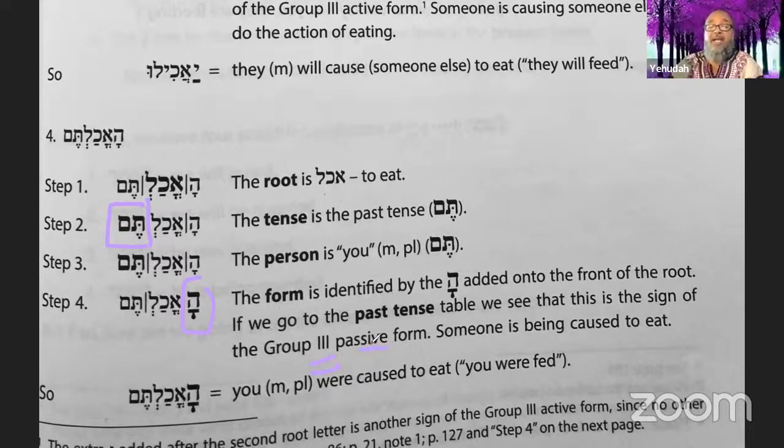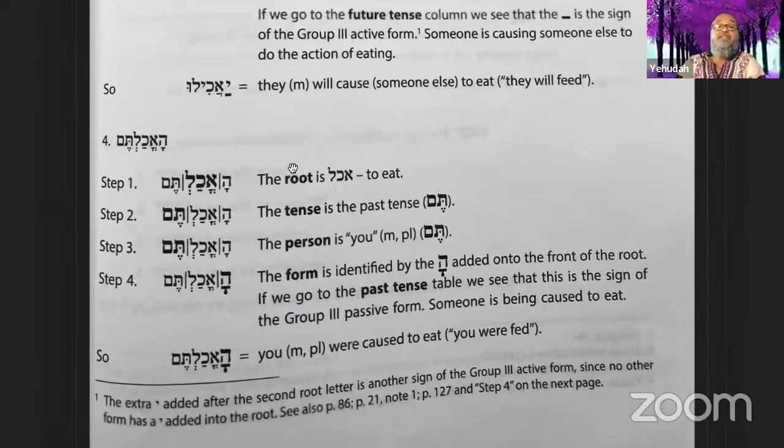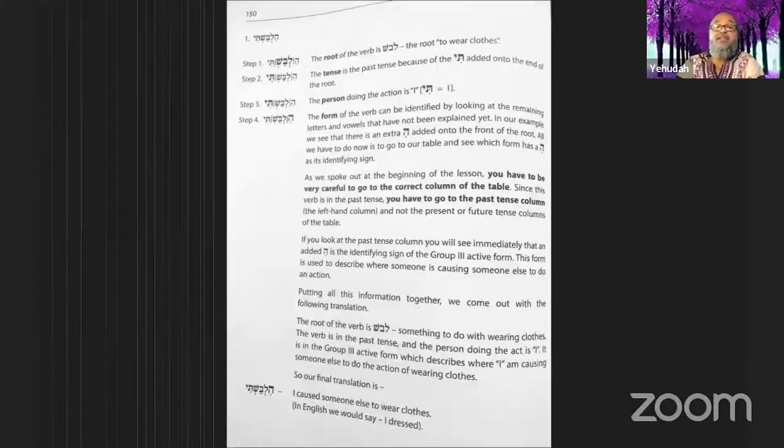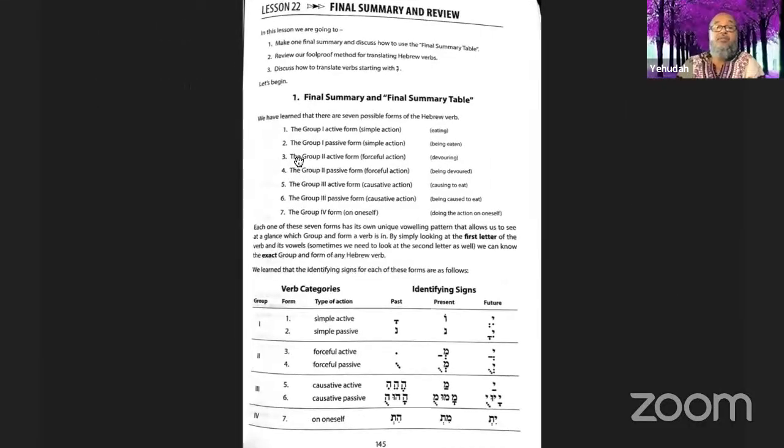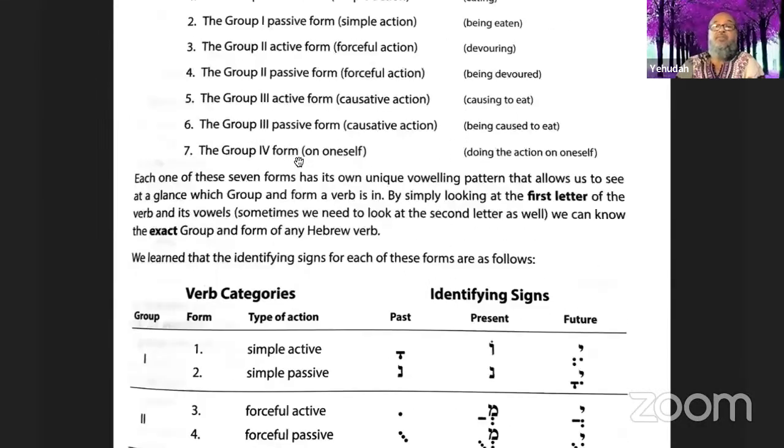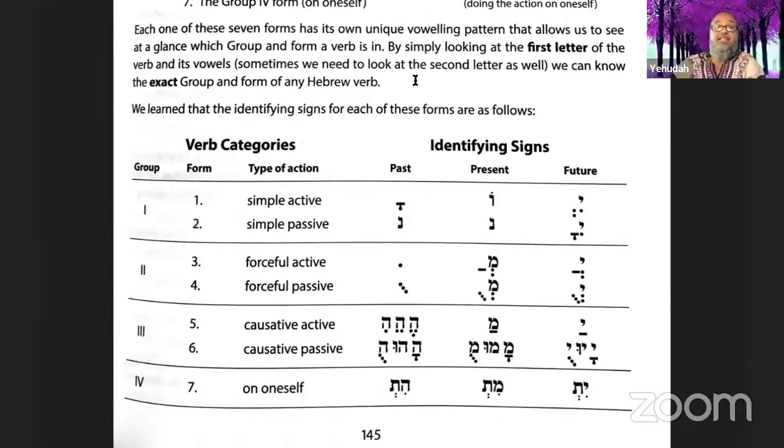Well, they're going to tell us why it's passive. And I already know what it is. It's going to be this particular sound or mark that lets us know that it's passive, right? So it's actually someone is being caused to eat something. So let's go look at it right quick, and let's go see. So we're looking at the hey with the kamatz underneath it. Here you go. Going down here, we know it's in the past. We've already identified that. Now we're going to say, okay, it's in the past. What was it? Oh, it was a hey. Okay, there it is right there.